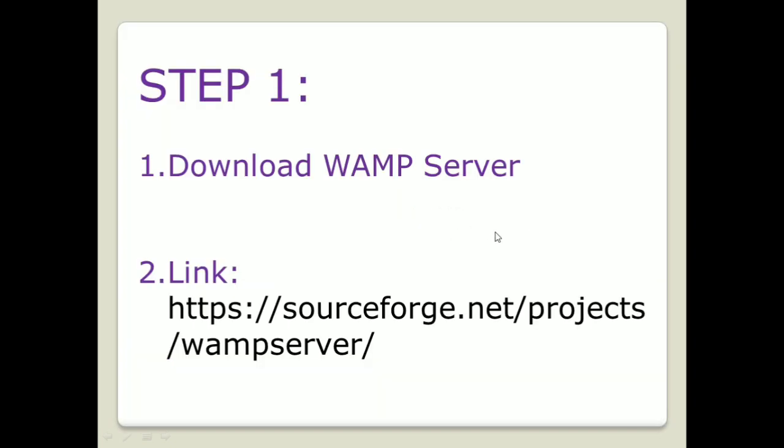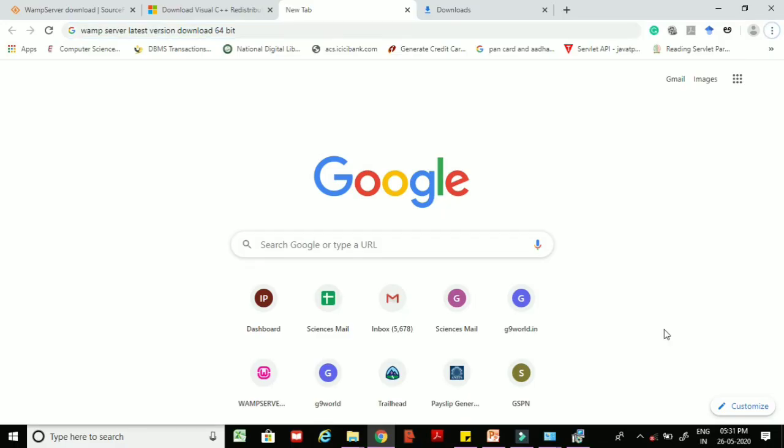to download WAMP server. Now open the web browser and type WAMP server latest version download 64-bit, because my operating system is 64-bit. I am going to download the 64-bit version.